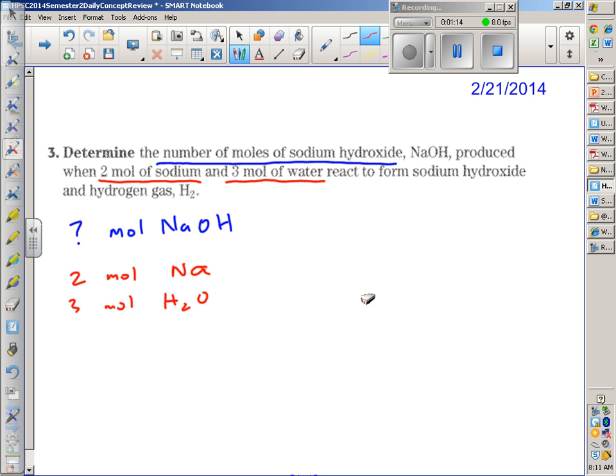Okay, and we said that in the process of getting the information that we know, there's one really important thing that we need to have in order to do a stoichiometry problem. What is that one really important thing? A balanced chemical equation. Okay. These numbers right here, the 2 moles of sodium and 3 moles of water, these are the amounts that you have. That has no bearing on the balancing of the equation. These are amounts that we have.